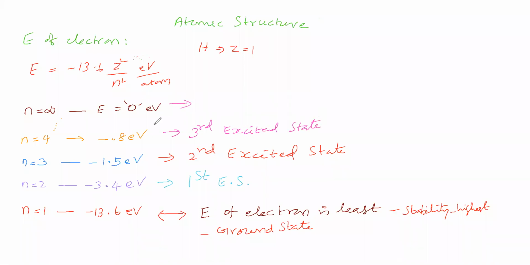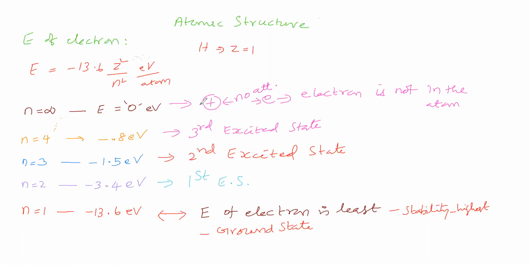N is equal to infinity. What does n is equal to infinity mean? Between nucleus and electron, is there any attraction? The distance is infinity, which means no attraction. No attraction in the sense the nucleus is not attracting the electron, so the electron is not revolving around the nucleus. That means the electron is not in the atom. Shall we say it came out? Okay, so now see n is equal to infinity. Infinity means the distance between nucleus and electron is infinity.